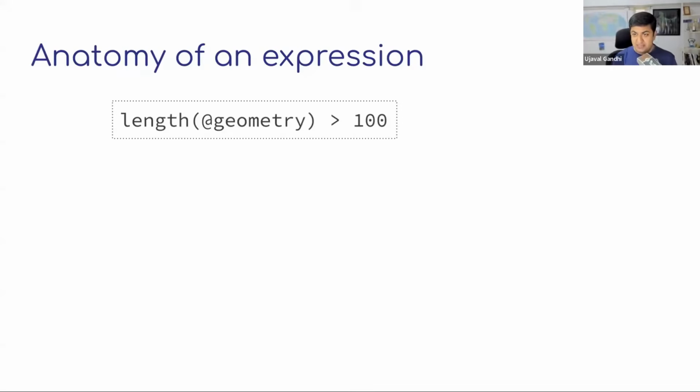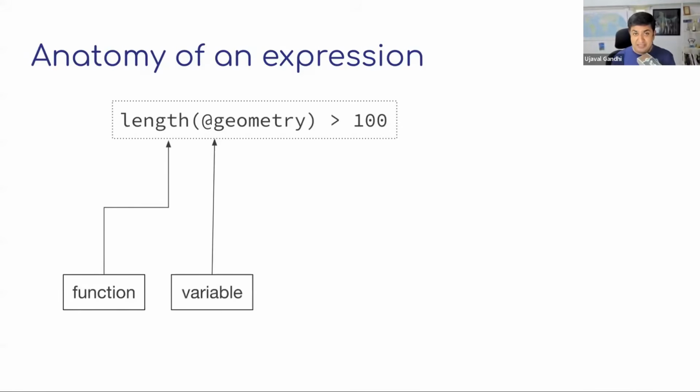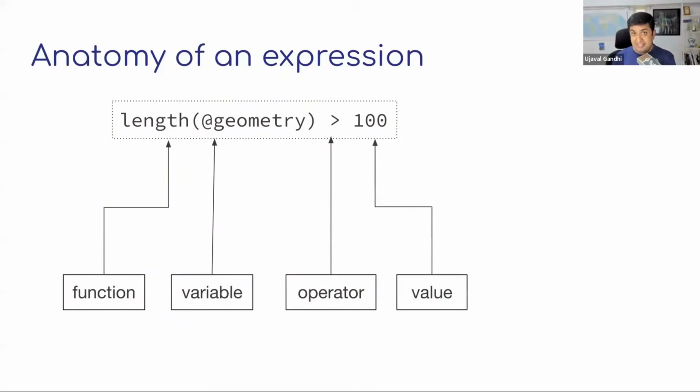In this expression, we are saying length of $geometry greater than 100. Now here, length is a function. Remember, we are calling a function with parentheses and saying, take the value of the geometry variable, which refers to the geometry of the current feature for which the expression is being evaluated. So the length function will compute the length of that, and then we have an operator, which is the greater than. We'll compare that against a value. So there are 4 pieces to this expression, and once the expression engine takes this, it'll evaluate it and it'll result in a value such as true or false. And this is your result.